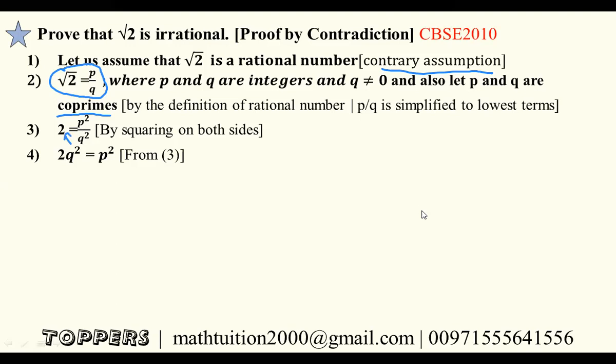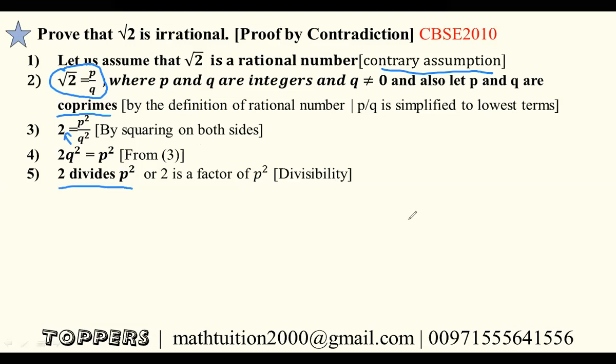Okay. Now, see, as we discussed, 2 times q square equal to p square means 2 is a factor of p square. It means 2 divides p square. P square is divisible by 2. A different way we can say it. So we can write that 2 divides p square, or 2 is a factor of p square. Both ways we can say. Okay, use this one, 2 divides p square. Both give the same meaning.